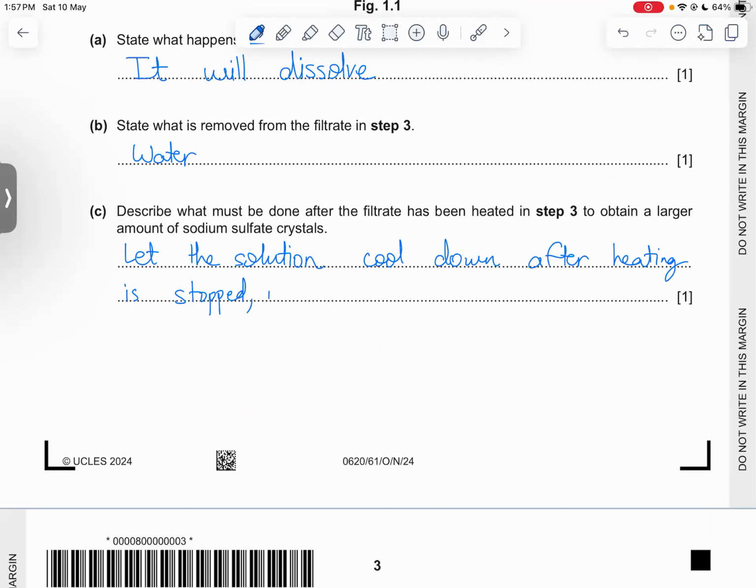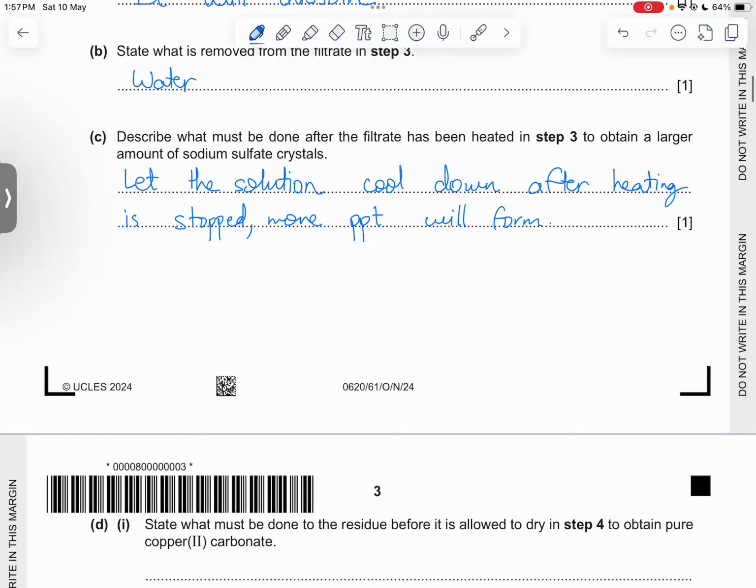So what will we observe? We will observe that more precipitate will form. Full stop. Next question.